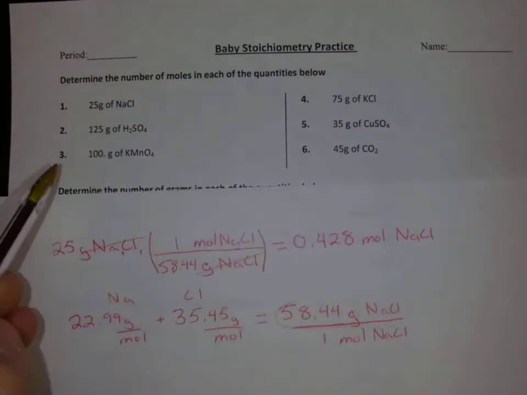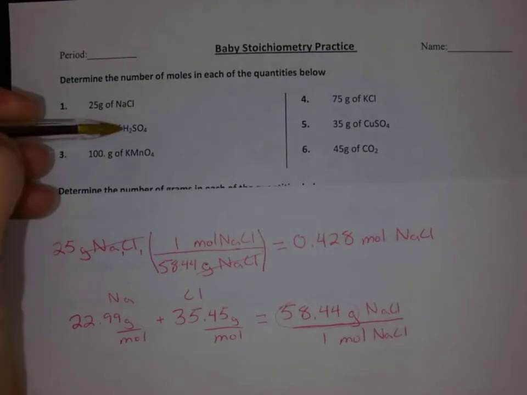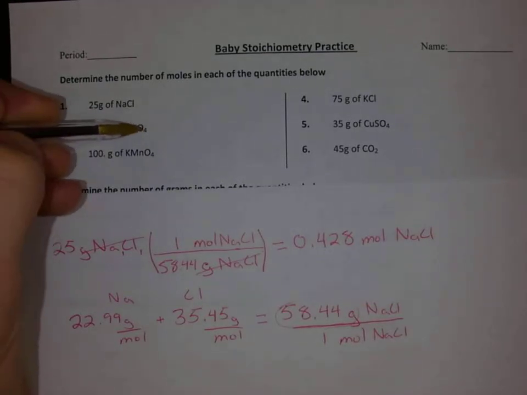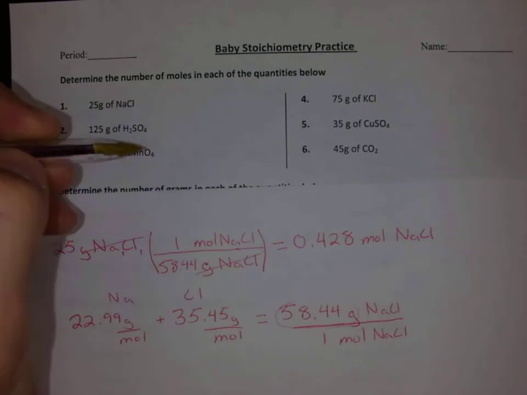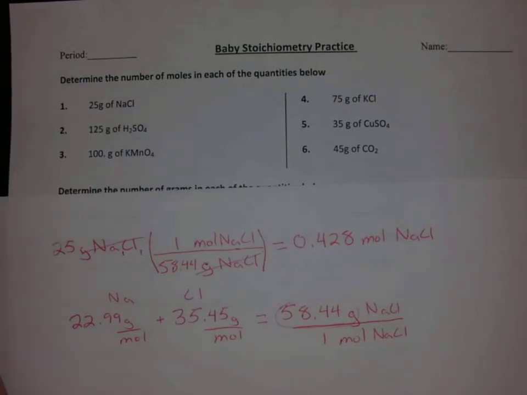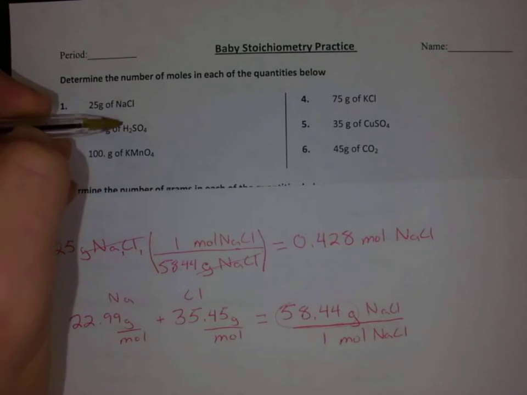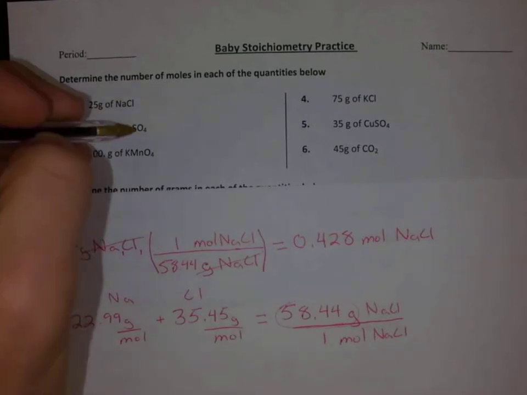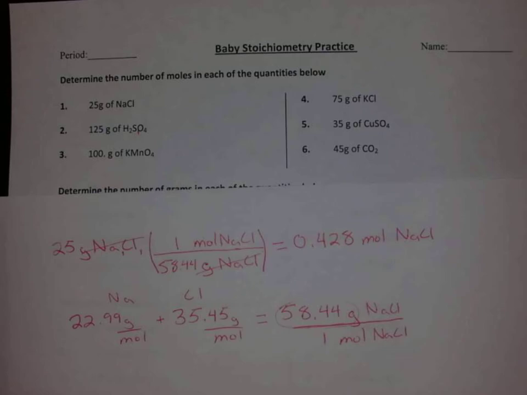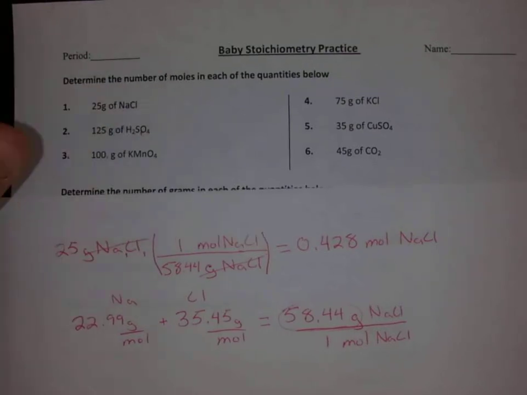Hopefully you can use the same method for the rest of these. Okay? Something that will become important: H2SO4 means that I have 2 hydrogens and 4 oxygens. So the subscript that comes after the element tells me how many I have of that element in my compound. Okay? And I would, of course, then have 1 sulfur. So H2S1O4. Okay?